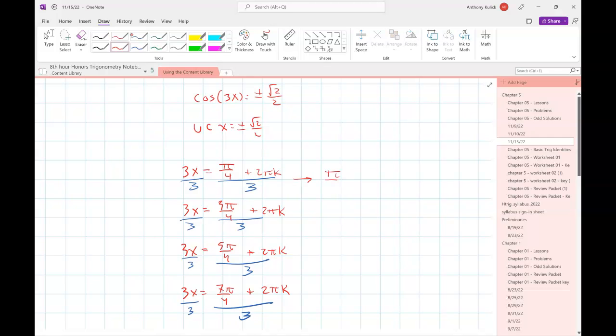So that's going to give me pi over 12 plus 2 pi k over 3. And that'll give me pi over 4 plus 2 pi k over 3. And that one will give me 5 pi over 12 plus 2 pi k over 3. And this one will give me 7 pi over 12 plus 2 pi k over 3.